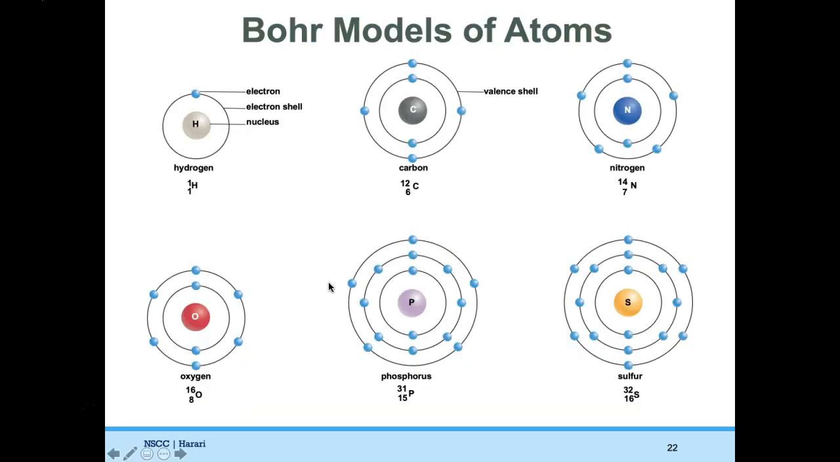These are models of atoms, showing how we draw the electrons. Let's take carbon for example. Carbon has an atomic number of 6, which means 6 protons. That also means it has 6 electrons.